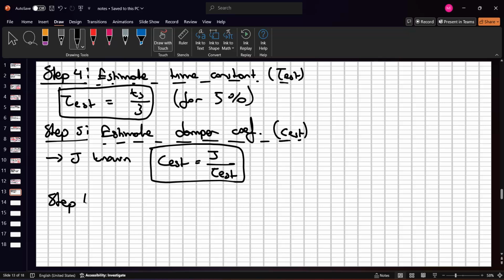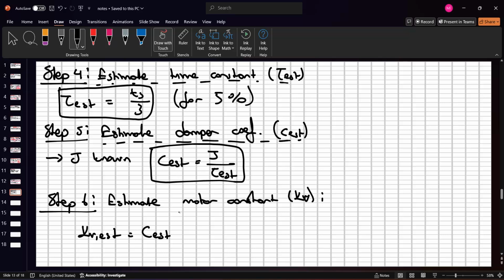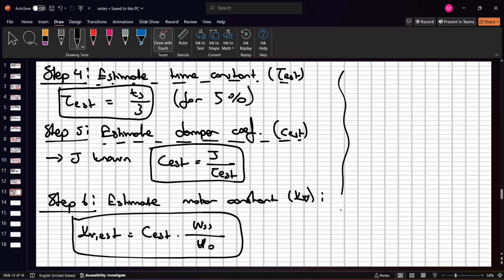And after that, in step 6, we should estimate the motor constant kV. Using the steady state value, kV est can be calculated with C est, which is already known and calculated, and W_ss, which is obtained, and U0 known, so we can calculate these values.